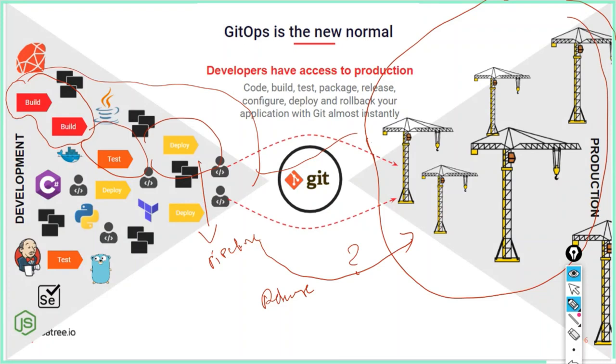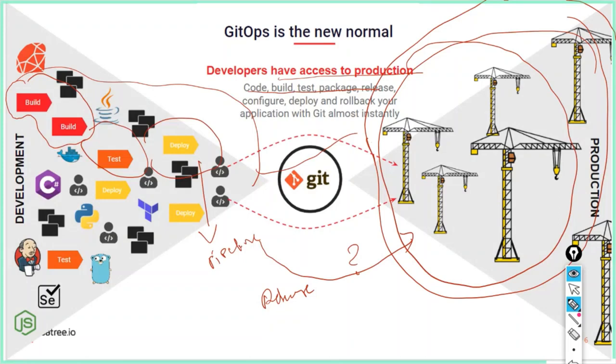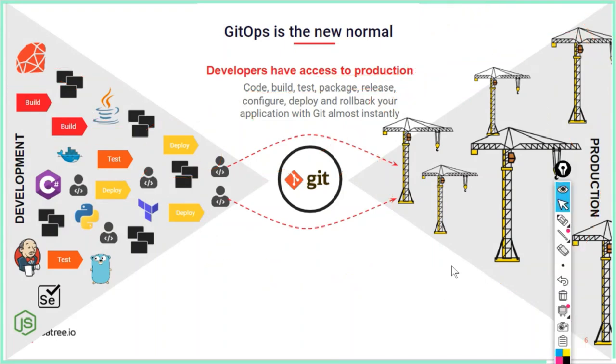Whereas GitOps is a new normal, as I specified. You code, build, test, package, and release your application, right? And we give direct access to the production. So we can even manipulate the production ecosystem completely by provisioning the production infrastructure also with the help of the process. So let's get into the actual formal understanding of GitOps.